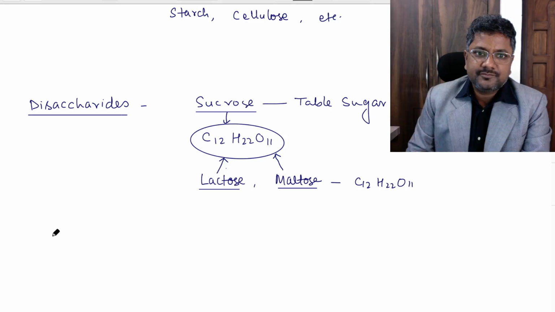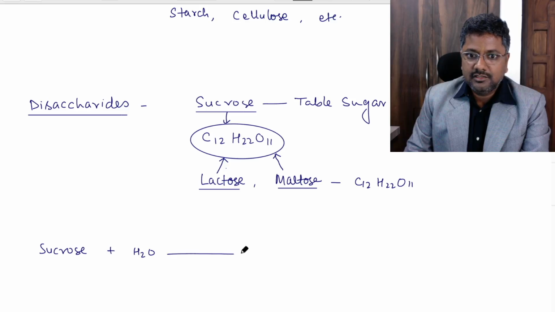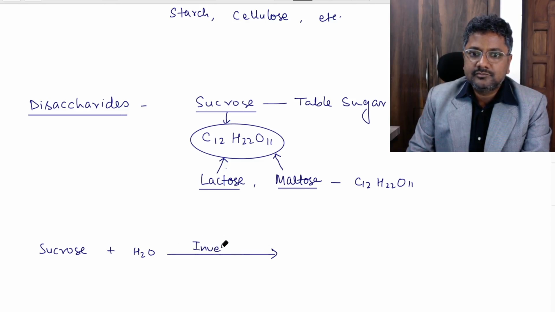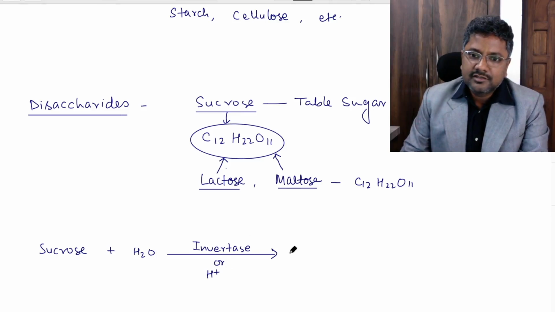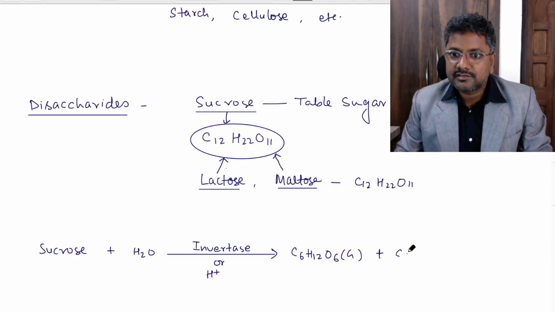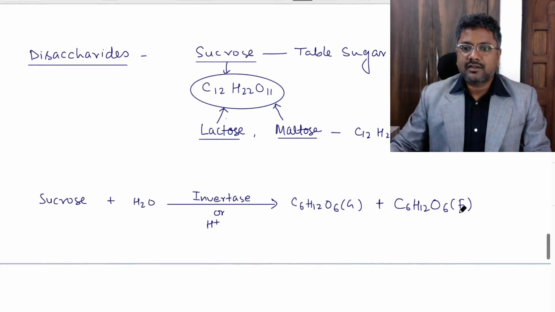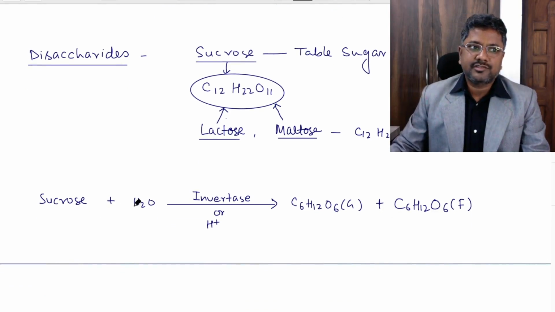Now see, sucrose plus H2O. Here either you can do enzymatic hydrolysis with the invertase enzyme, or chemical hydrolysis, acidic hydrolysis. So you will get C6H12O6, 1 unit of glucose, plus C6H12O6, 1 unit of fructose. So glucose and fructose join together in a specific manner to produce sucrose.